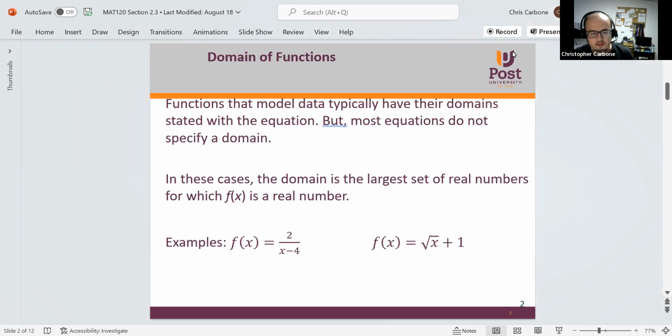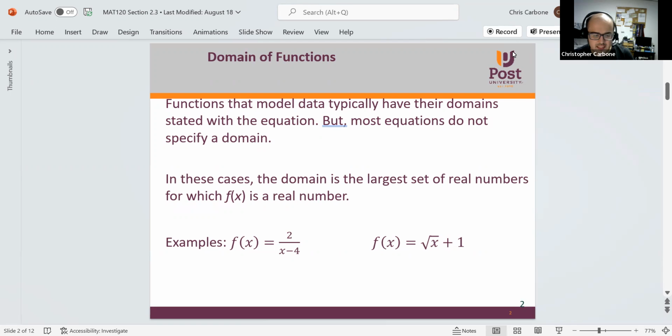So when it comes to our functions that model data, or any function that we have, they have a domain. Most equations themselves do not specifically define the domain explicitly. In these cases, the domain would be the largest set of real numbers for which our function f of x is a real number.